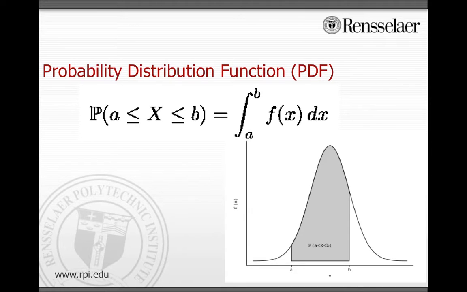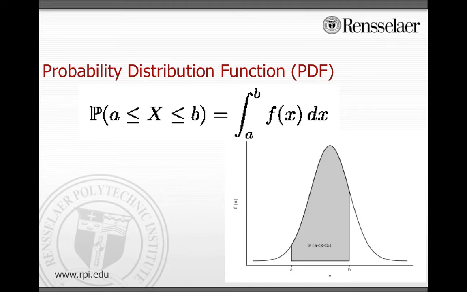Similar to discrete random variables and the probability mass functions we use to describe them, continuous random variables can be described using a probability density function, or PDF, not to be confused with the file type PDF. If x is a continuous random variable, then the PDF of x looks something like this. The probability that x is a value between a and b is equal to the integral of the function of x over the interval a to b.